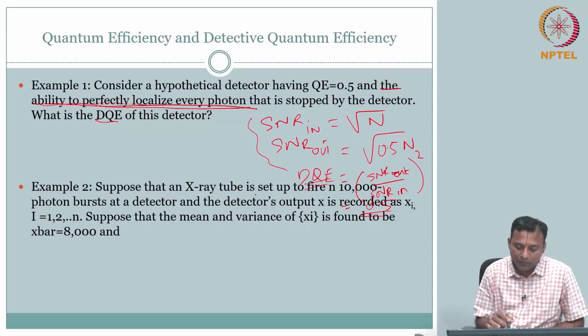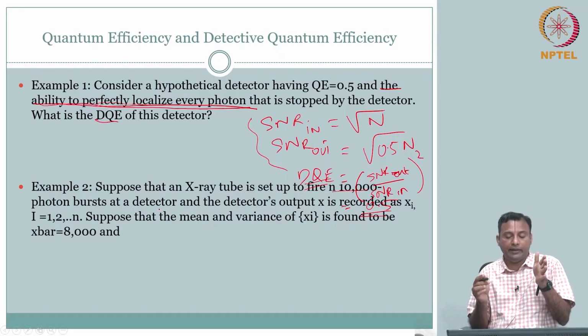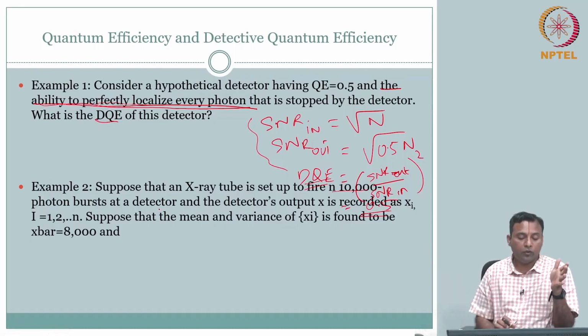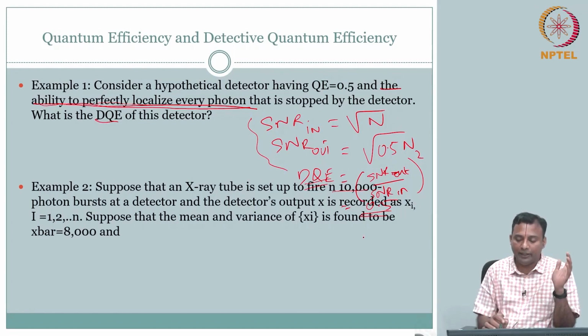Suppose an X-ray tube is set up to fire 10,000 photon bursts at a detector. So you have a detector, and on the input side you have 10,000 photon bursts coming. The detector's output X is recorded as Xi. So the output is a random variable X, recorded as Xi. You have n photons, right?